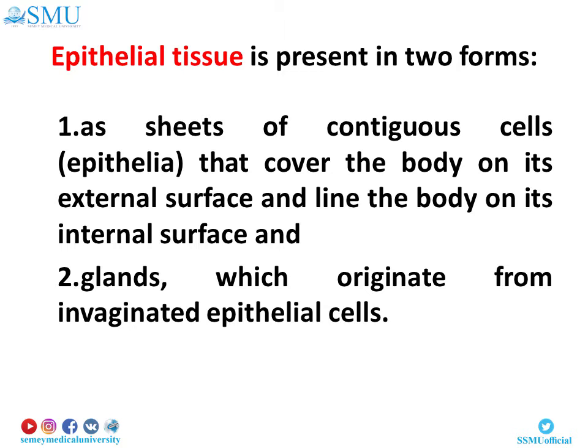Epithelial tissue is present in two forms. The first one, as sheets of contiguous cells that cover the body on its external surface and line the body on its internal surface. And number 2, glands, which originate from invaginated epithelial cells. Epithelia are derived from all three embryonic germ layers, although most of the epithelia are derived from ectoderm and endoderm.